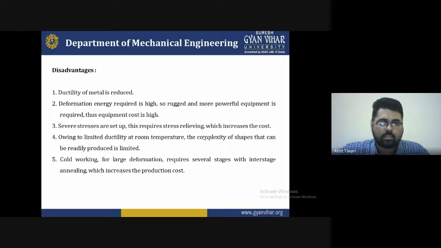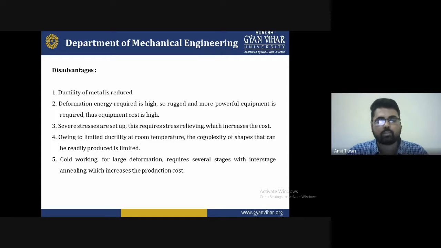Second, the deformation energy required is high, so rugged and more powerful equipment is required. Thus the equipment's cost is very high. Third, severe stresses are set up. This requires stress relieving, which increases the cost. Owing to limited ductility at room temperature, the complexity of the shape that can be readily produced is limited.